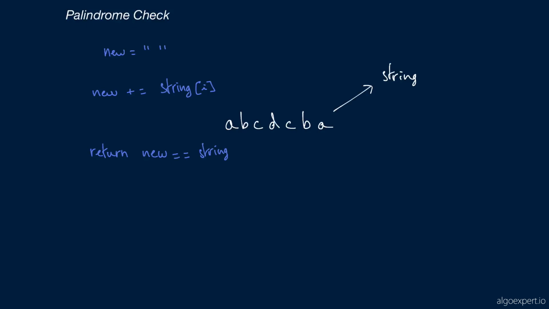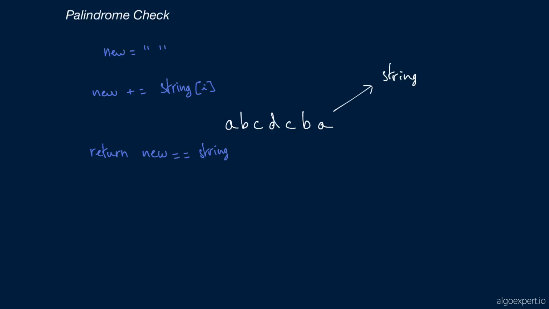And for this particular example, this return statement here would actually return true because new would be A, B, C, D, C, B, A, which is exactly the same as A, B, C, D, C, B, A. This is a palindrome. Now, what's the space-time complexity analysis of this particular implementation of the algorithm or solution to this problem?